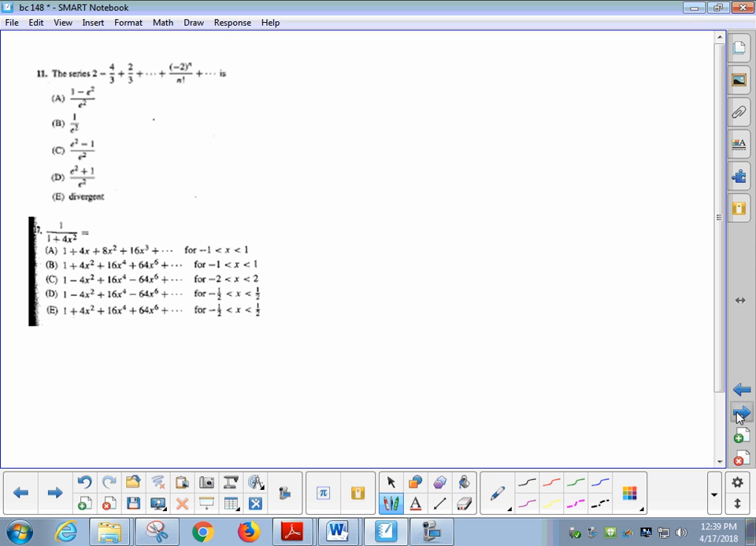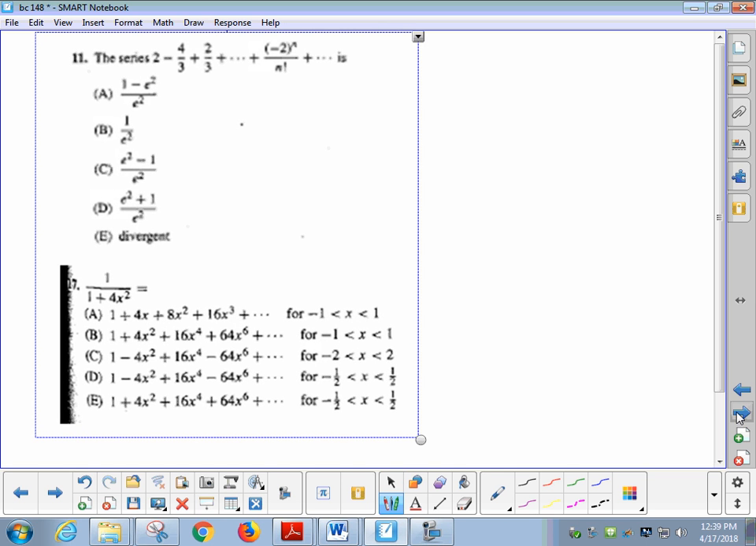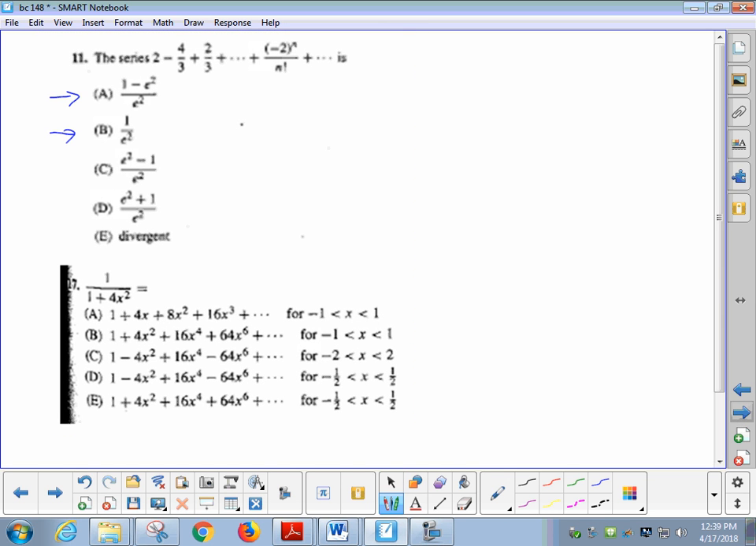There are a couple different ways of going about this, some easier than others. Some people wrote the series for each of these. That is definitely the long way to go about things. The easier way might be to say, don't know what that is, don't know what that is, don't know what that is, but hey, I recognize this. This is blank to the n over n factorial. That is e to the blank. And what's in the blank? Negative 2. It's e to the negative 2, and therefore it is B.